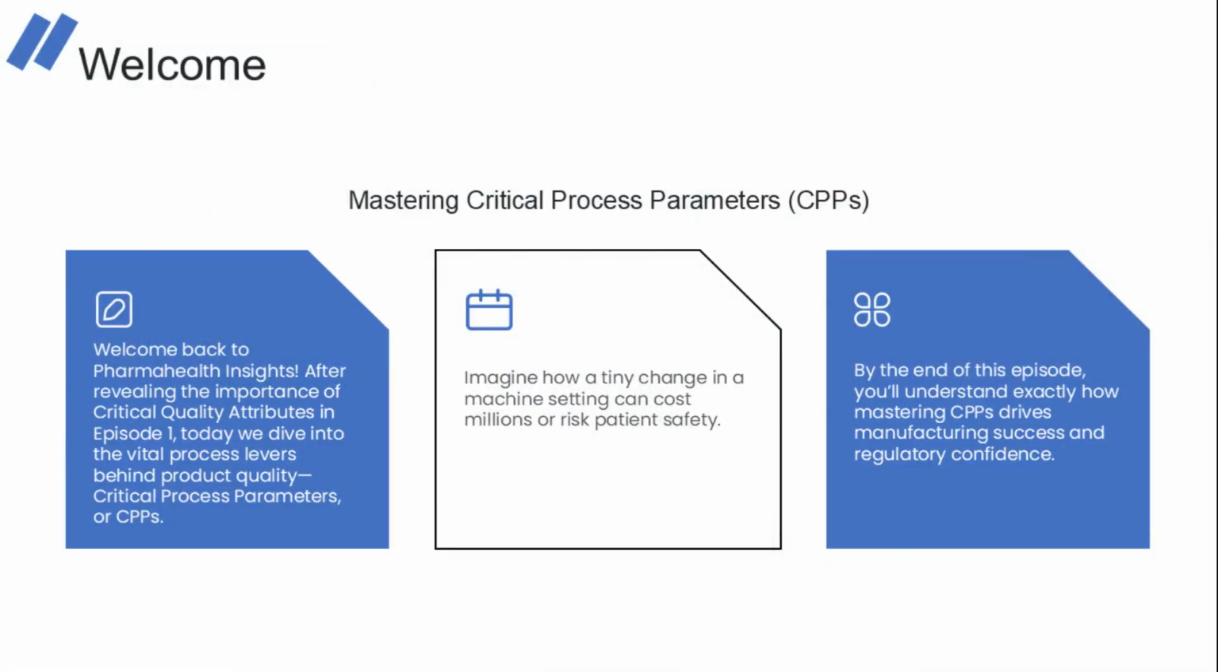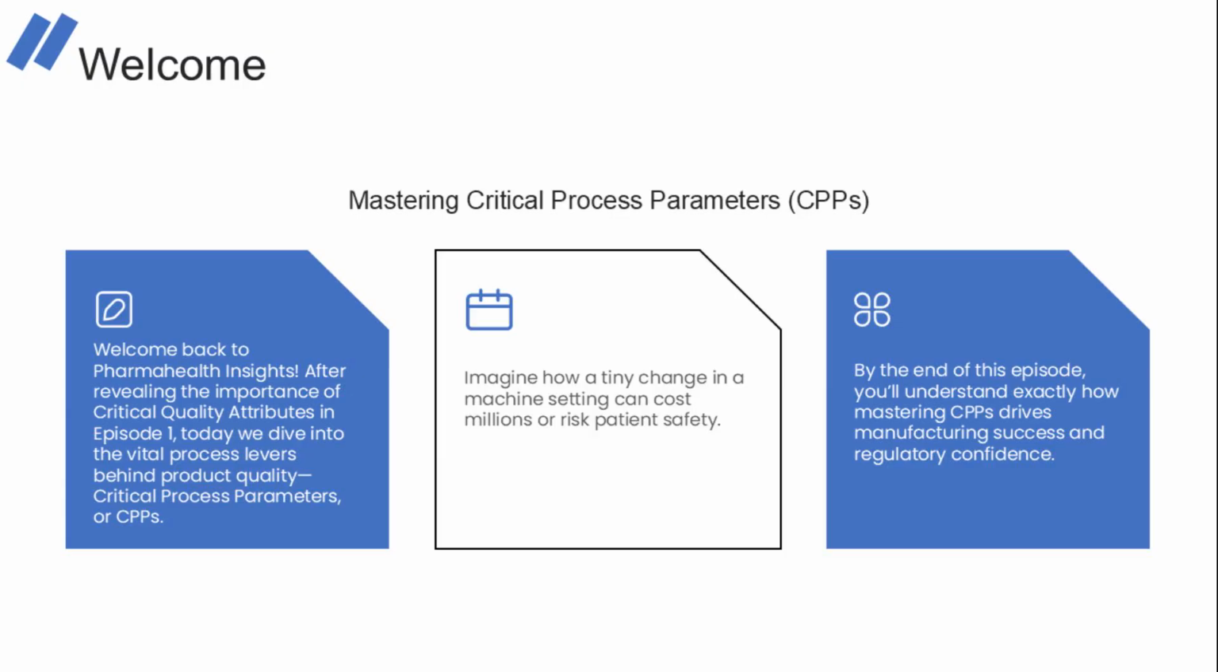After discussing the importance of critical quality attributes, CQAs, in episode 1, today we are focusing on another key part of ensuring product quality, the critical process parameters, CPPs. These are the specific settings and conditions in your manufacturing process that directly affect how your product turns out. Even the smallest change, like adjusting a machine's temperature, pressure, or mixing speed, can make a big difference.